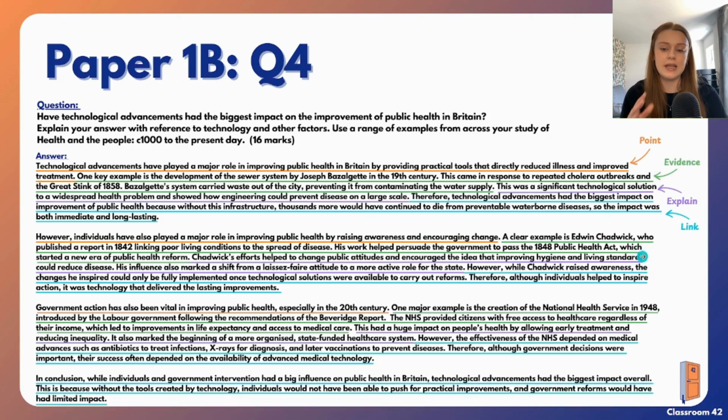And then finally, we're just linking back to the question and summing everything up in our conclusion. So we're just concluding that while individuals and government intervention had a big influence on public health, technological advancements had the biggest impact overall. This is because without tools created by technology, individuals would not have been able to push for practical improvements and government reforms would have had limited impact. So again, that conclusion is by no means surprising to the examiner. They know exactly what our judgment is. We're just reiterating it for them so they know we've definitely got a sustained judgment throughout our answer. And that is a 16 marker.